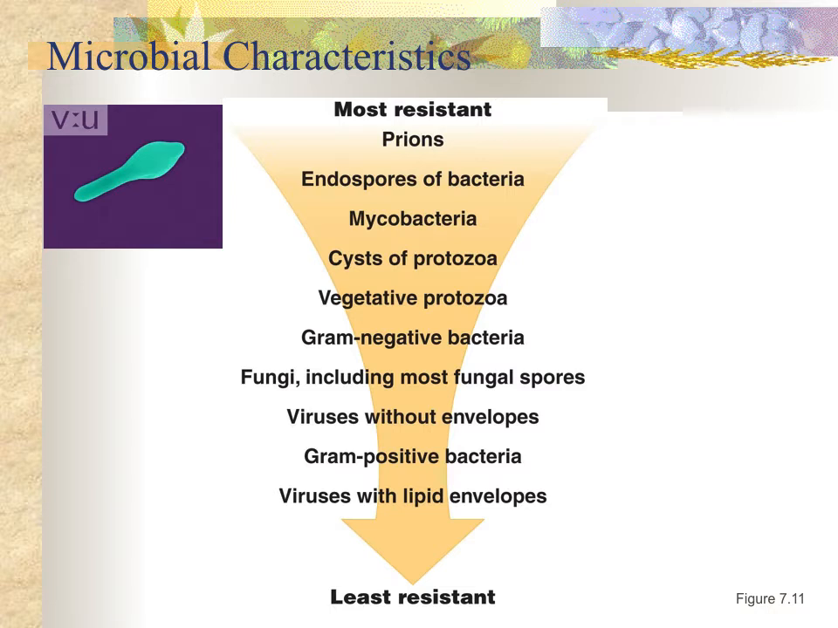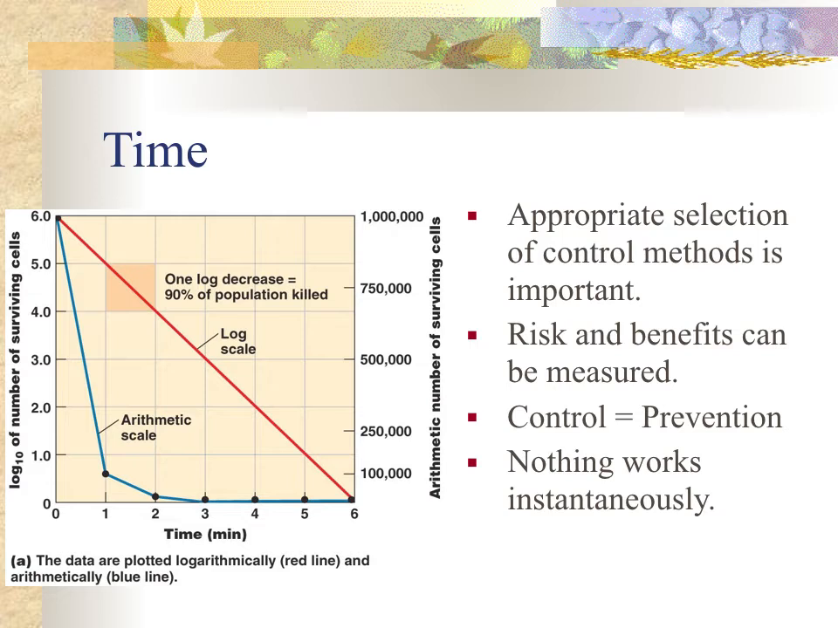In general, the most resistant microbes that we ever have to deal with are prions and endospores of bacteria. Mycobacterium, the TB bacterium, are tough. Non-growing forms of protozoa are tough. But there's lots of microbes that are pretty easy to control, that fall apart pretty quickly with just a little bit of control effort. A lot of the viruses and gram-positive organisms are actually not that hard to get rid of.